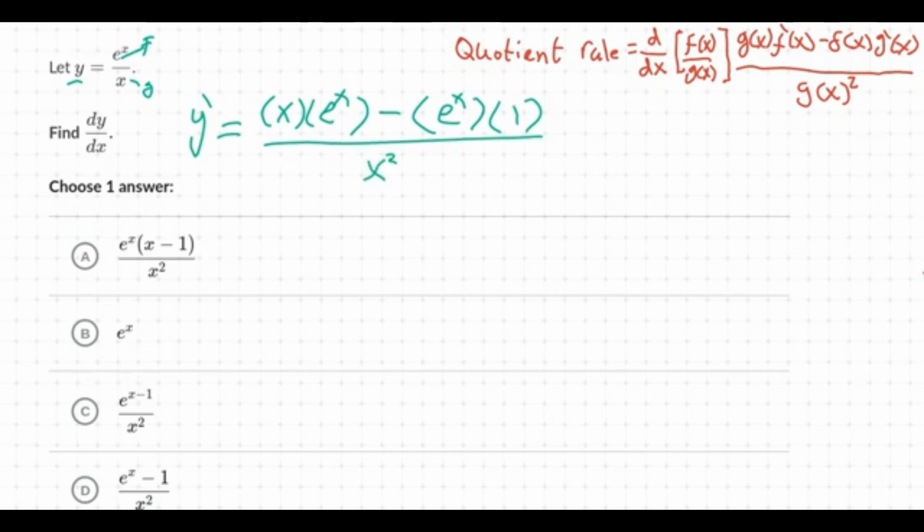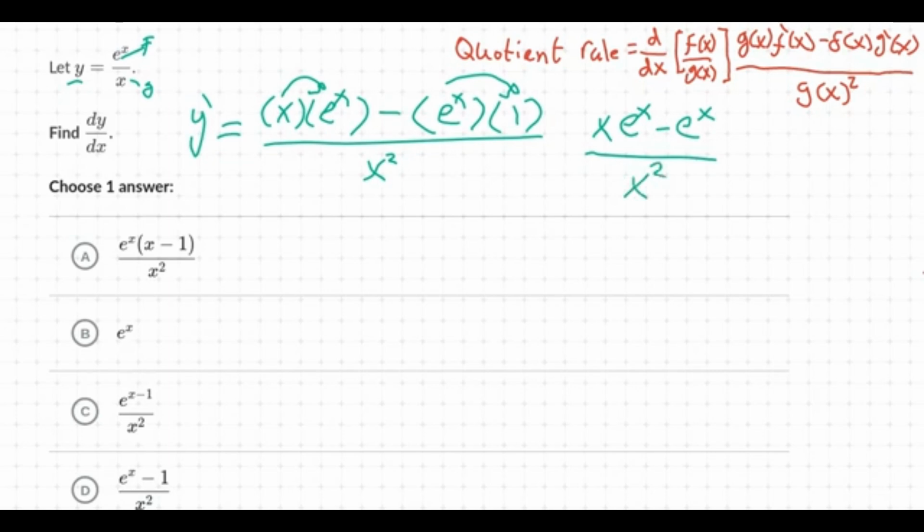Now we start multiplying the bracket. x multiplied by e to the power of x is x and e to the power of x. Then negative e to the power of x multiplied by 1 is negative e to the power of x over x squared.